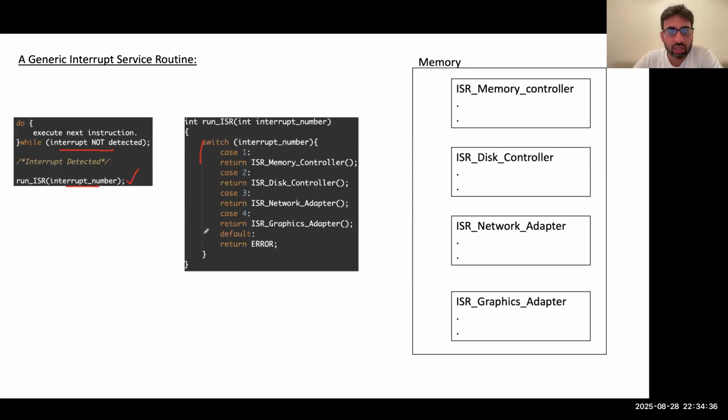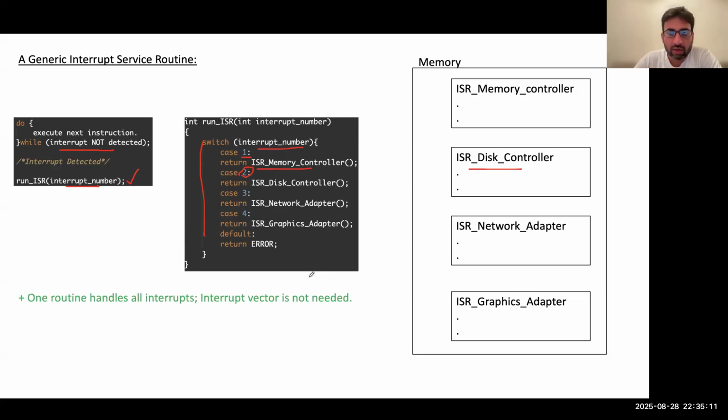And when we look at the pseudocode of this run ISR, essentially it is simply a switch statement where you make a decision based on the input interrupt number or input parameter. So let's say case one; here we are assuming that the interrupt arriving from the memory controller is assigned an ID of one. If the interrupt number is one, we invoke the ISR of the memory controller. If the ID is 2, then we invoke the ISR for the disk controller and so on. So it works in this way.